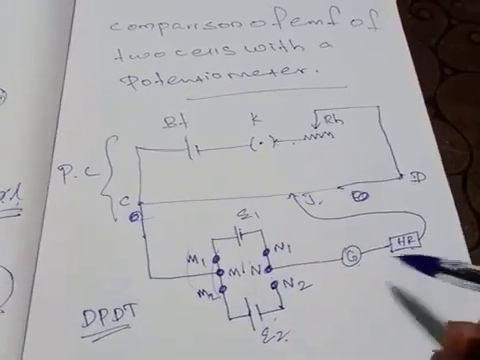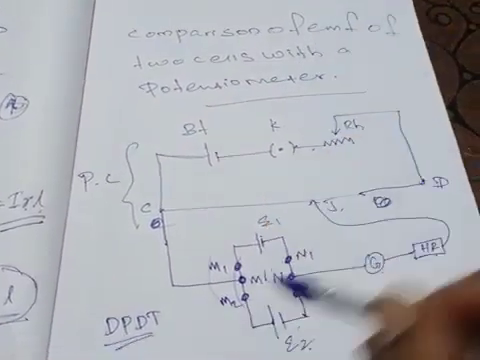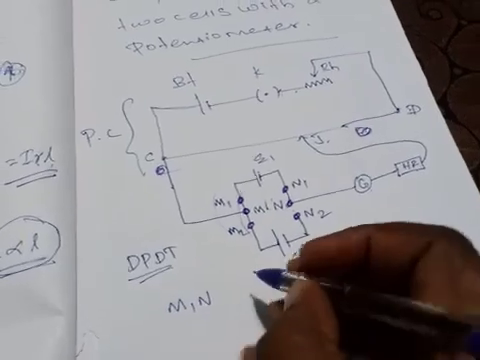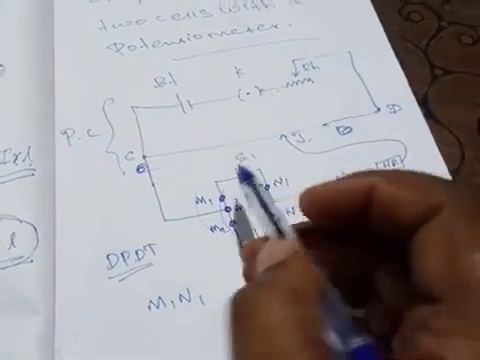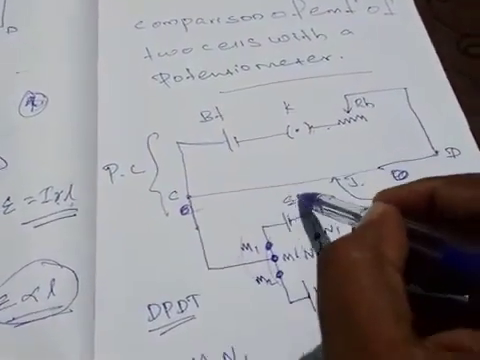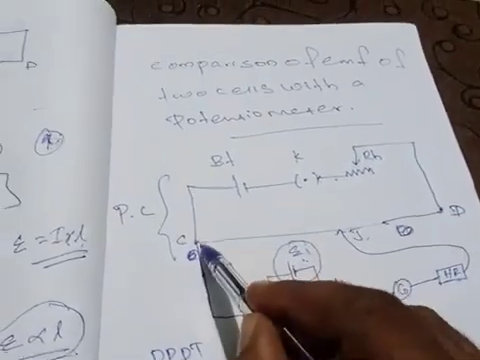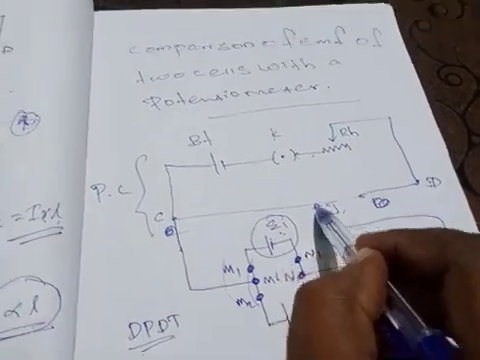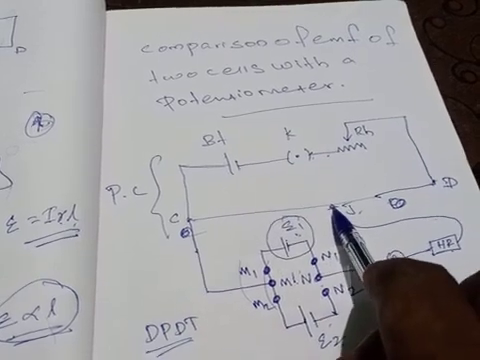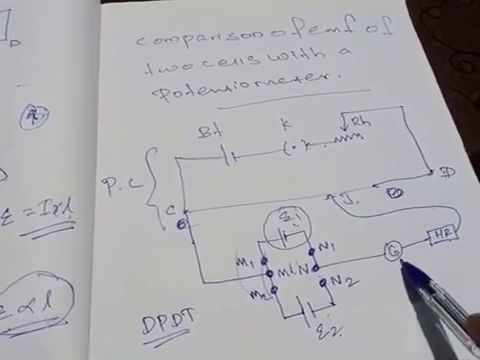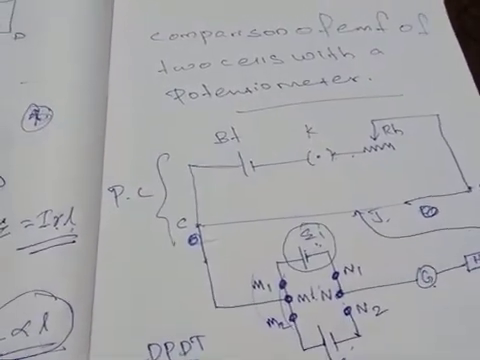Now, how we do this practical: first we press the DPDT switch via M1, N1, that means we keep the switch like this. Now from the secondary circuit, this battery is working. Now we will find the balancing length CJ. For that we move this jockey over the wire so that the galvanometer shows zero deflection. Then we get the balancing length.